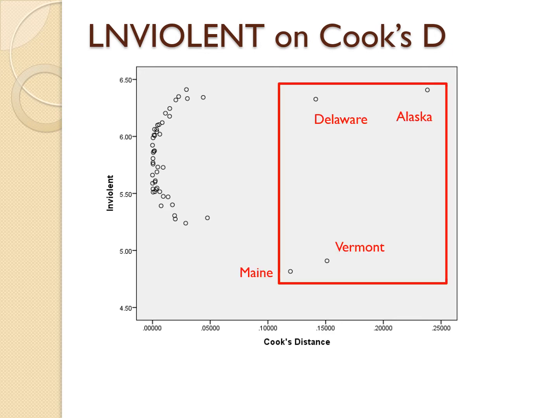Because I have this data saved to my data set now, because that's the only way I could get it, I can actually go through and look them up. So what I did is I sorted that column for Cook's D in descending order, and I see 4 states, Alaska and Delaware, which we already encountered, and 2 additional ones, Vermont and Maine. Again, all low population states.